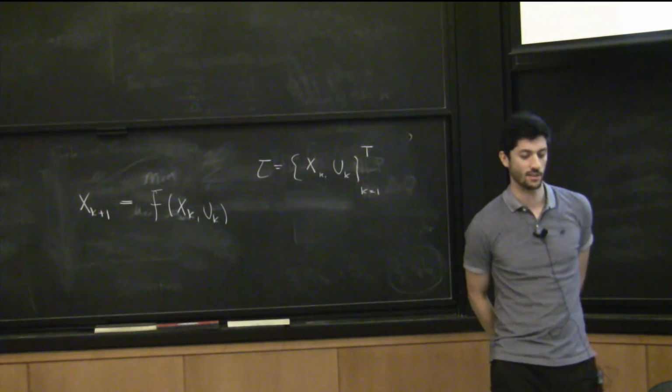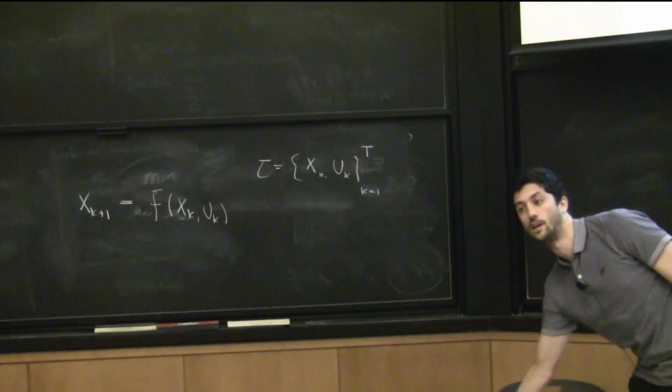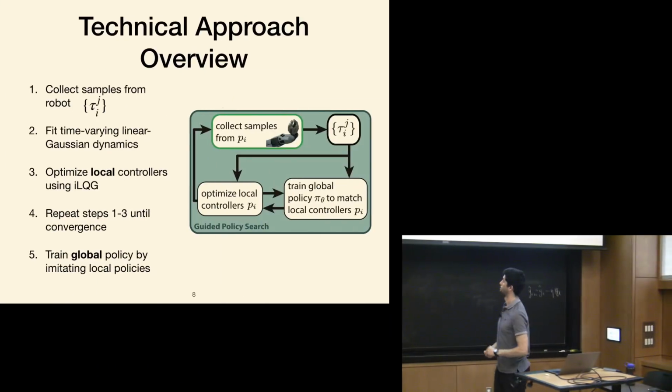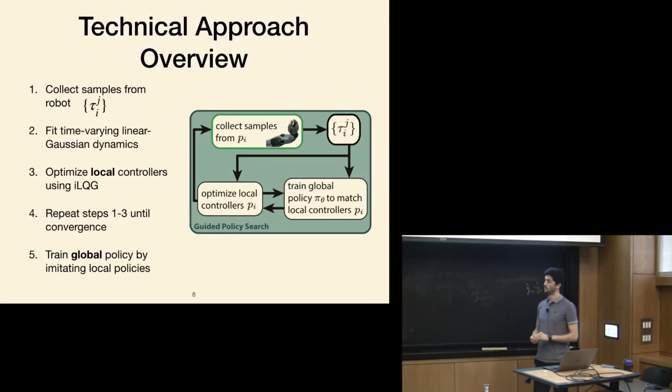Okay? And that's basically going to be done by doing iLQG. And then we're basically going to repeat that over and over until we converge. And I'll show you how that works. And then at the end, I'll show you how to get a global policy from imitating those local policies.